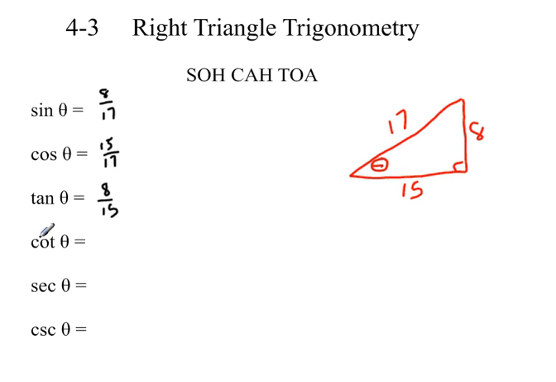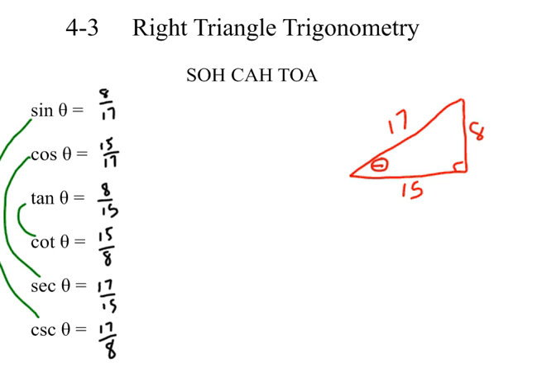Now we do have some reciprocal trig identities down here. So if you know the first three of these, if you know SOHCAHTOA, you can come up with the second three. So cotangent of any angle, in this case, would be 15 over 8. Secant would be 17 over 15. And cosecant would be 17 over 8. Okay, so know SOHCAHTOA. Don't be afraid to draw a diagram.